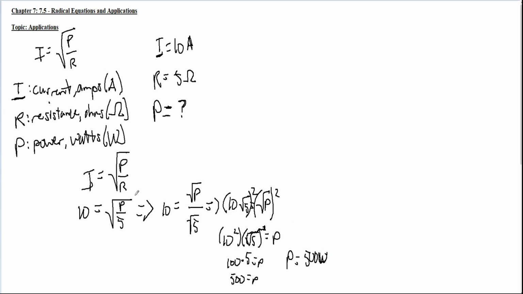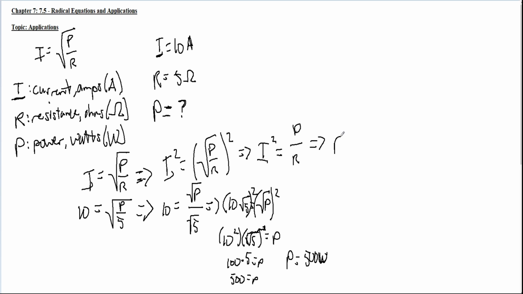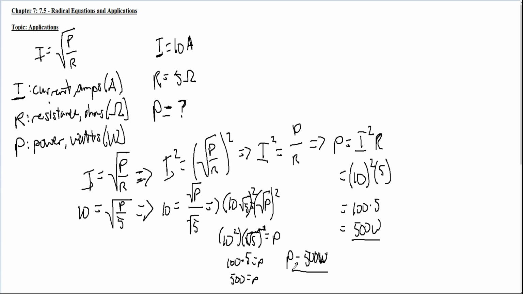The second way to solve this is to just take our equation and solve for P algebraically and then substitute. So I have to get rid of this radical, so I have to square both sides. I squared is equal to P divided by R, and then I multiply R over, and so I get P equals I squared times R, and then I just substitute my values. So I have 10 squared times 5, which is 100 times 5, and I end up with the exact same answer as before.